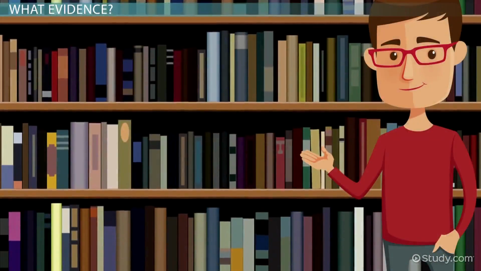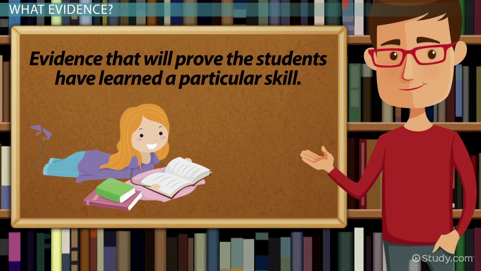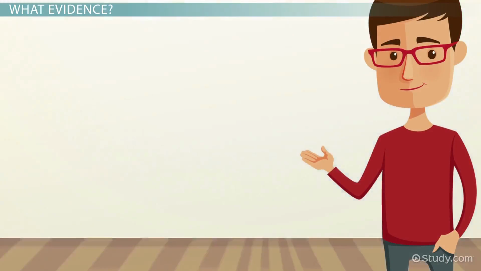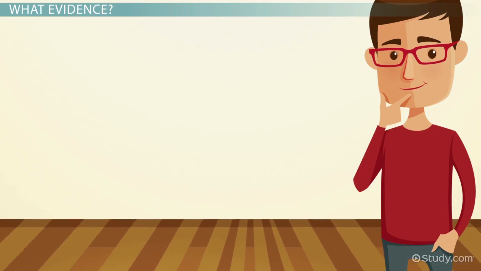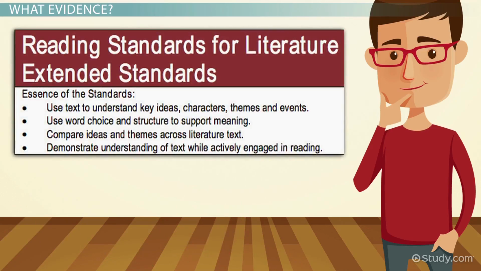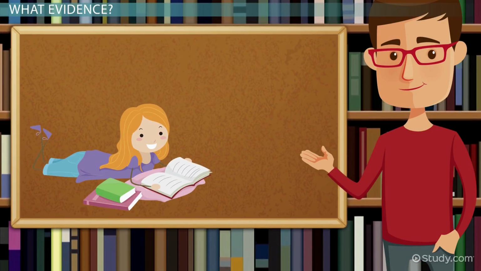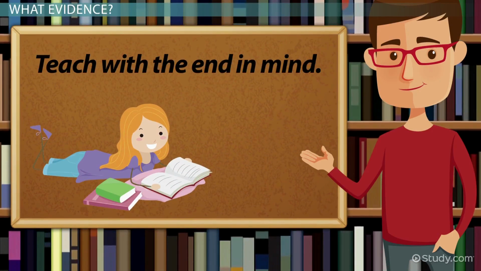The second step after you analyze your standards is to determine the evidence that will prove the students have learned a particular skill. For our sample standard, you could ask yourself, what activity will demonstrate that a student understands the importance of the theme? Note how this is just one small part of the whole standard. Also, you must decide on your evidence before planning instruction. This helps to teach with the end in mind.